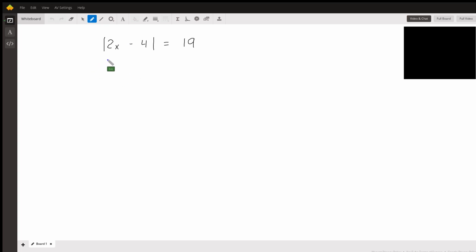The first part is going to look exactly like the original equation minus the absolute value sign. So we're going to have 2x minus 4 equal 19. And then we can write the word or. And then the second part is going to look exactly like the first part minus the absolute value signs, and the right side of the equation is going to become negative. So or 2x minus 4 is going to be equal to negative 19. So now we simply solve each equation from here.